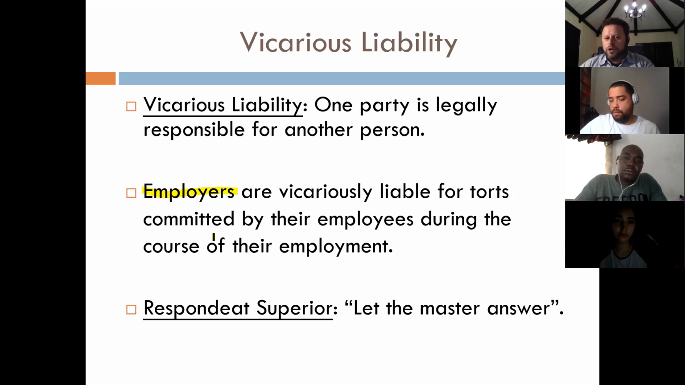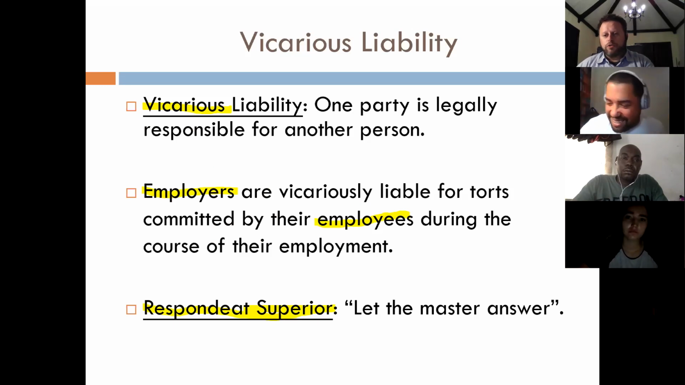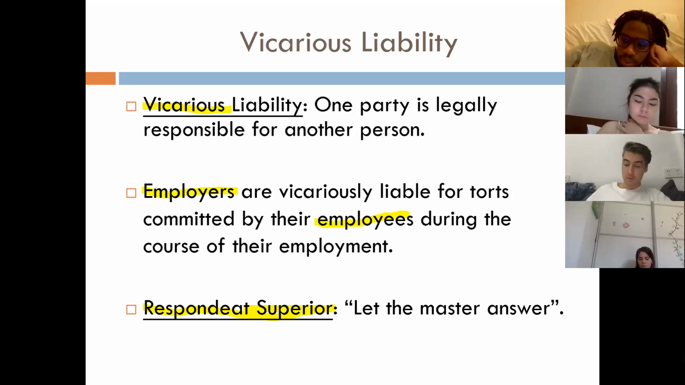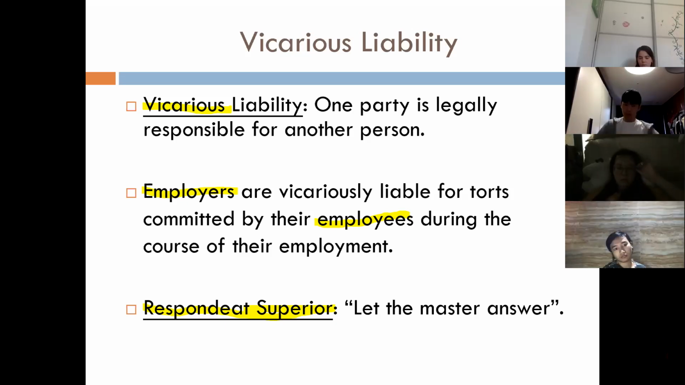Employers are generally responsible for the torts of their employees. And this kind of responsibility is called vicarious. Vicarious means one person is responsible for another person. We call this respondeat superior. Because in the law, when we talk about a boss and an employee, generally we talk about a master-servant relationship. We don't really call it a boss-employee relationship. We call it a master-servant relationship. And we think that the master should answer. Respondeat superior. Let the master answer.